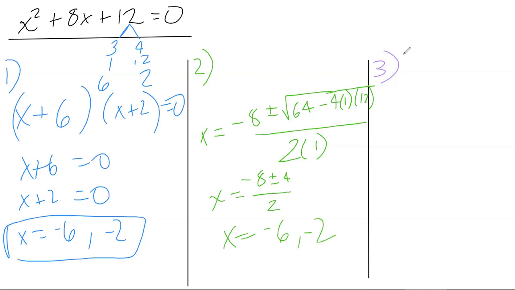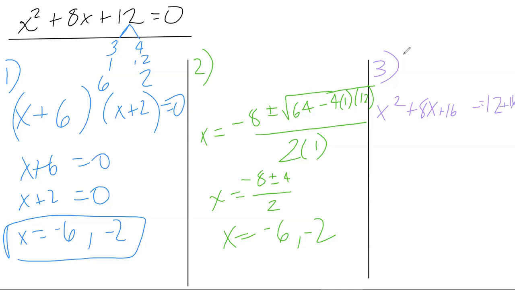And the next one, we're completing the square. Well, we have x squared plus 8x plus 12 is equal to 0. So let's move the 12 over to the other side. We get x squared plus 8x is equal to negative 12. Now let's add a value b over 2 squared. Well, b over 2 squared in this case would just be 4 squared, which is 16.